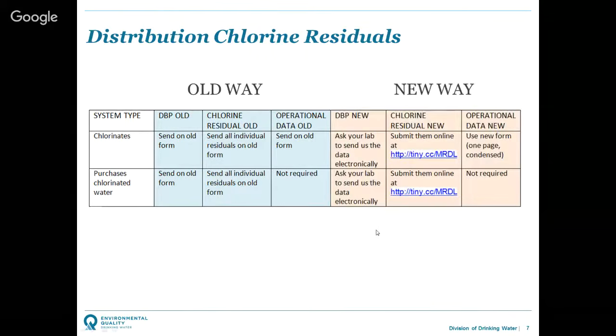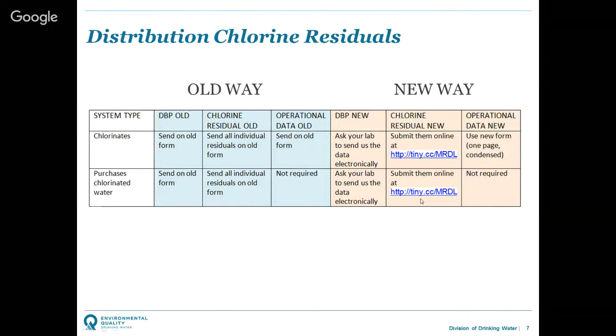So the new way, you can have the laboratory send us your disinfection byproduct data. We don't need to have the water systems fill those numbers out on the form. In fact, we prefer to get that data electronically from the lab. And then we have an online form. I'll have to change this in the presentation and I'll show you here in a minute.